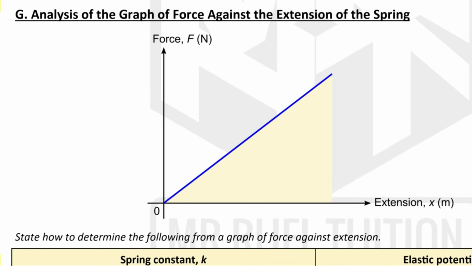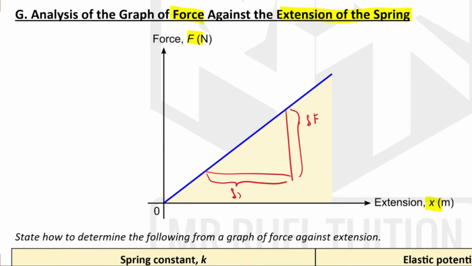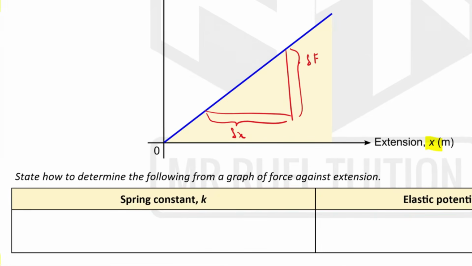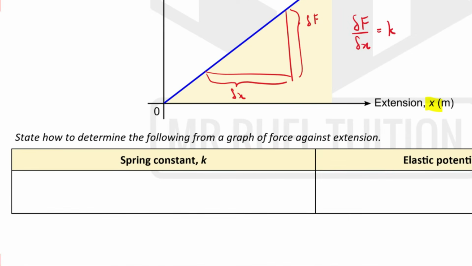Analysis of the graph of force against extension of the spring, F against X. The gradient of this graph will be the change in F, which is the Y value, over the change in X, which is the X value. And what is the change in F over the change in X? This is K. And so the gradient of this graph will be the spring constant K.